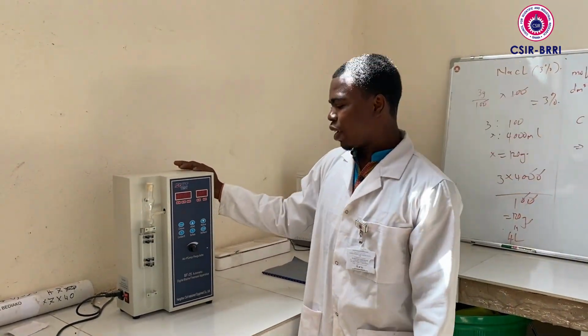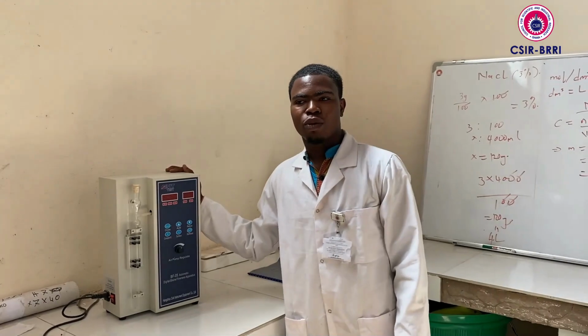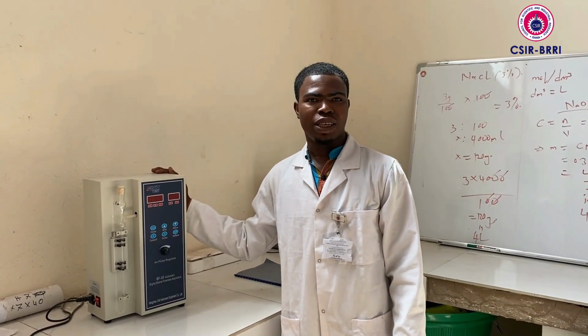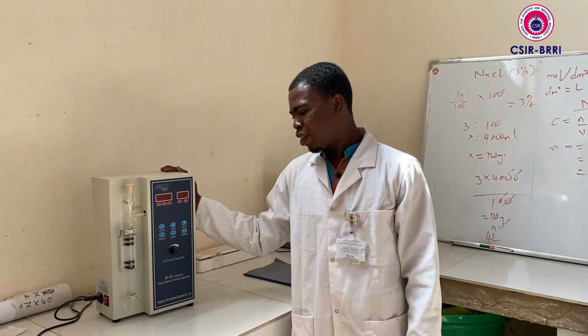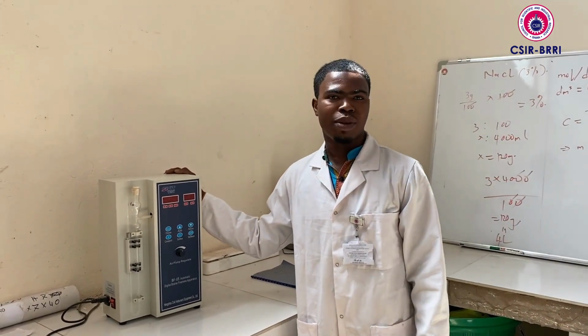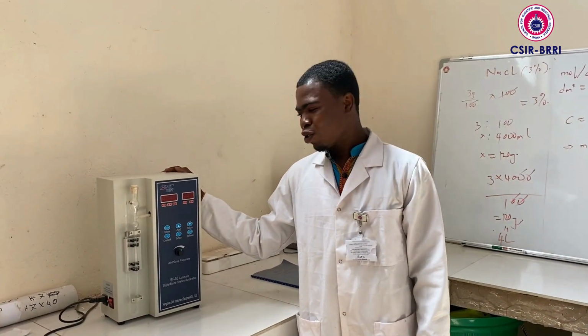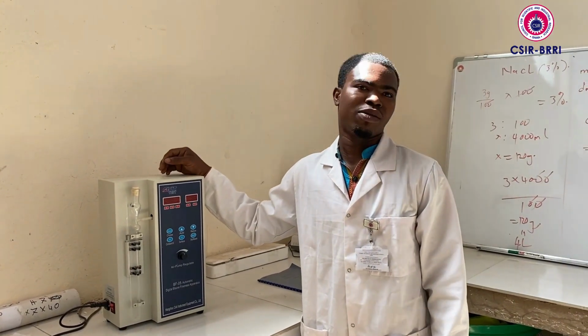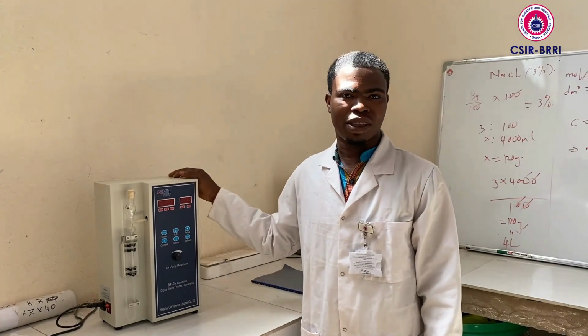We have a digital blaine fineness apparatus which we use to determine the fineness of powder like cement, glass, ceramic. The fineness of the powder determines the reactivity of the material. So with this machine we can determine the fineness of that material, the specific surface that can react with, say, water.